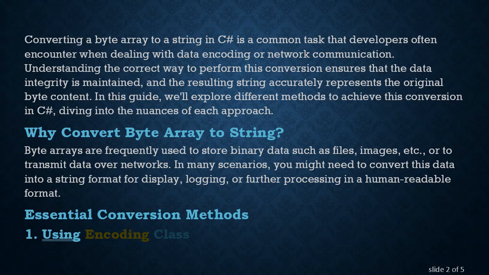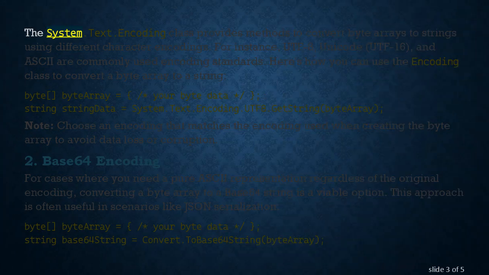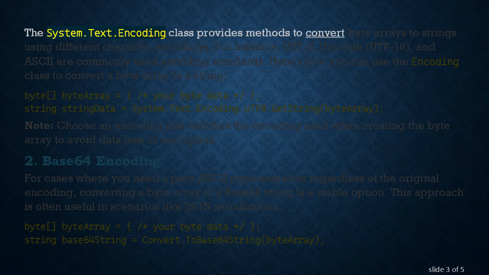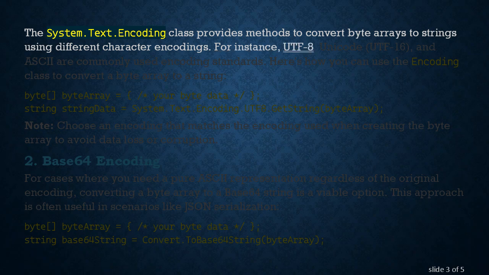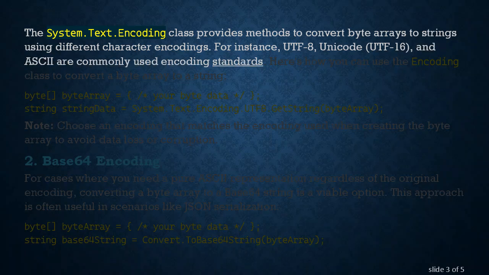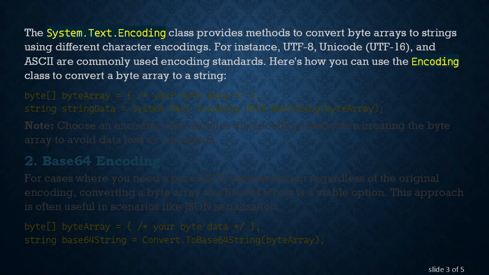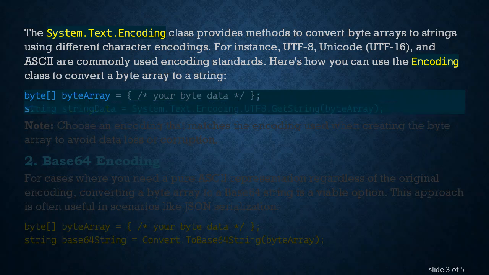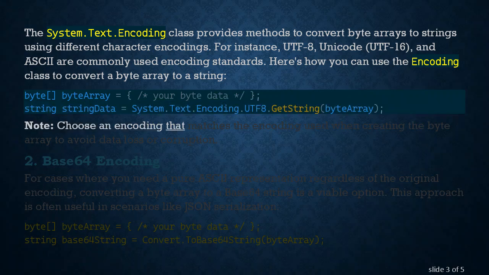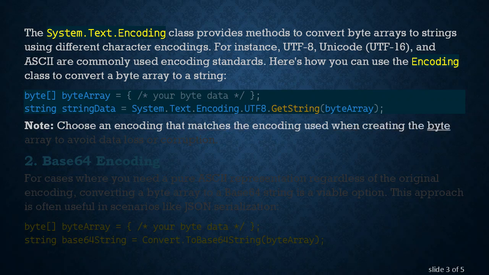Essential conversion methods. 1. Using the Encoding class. The System.Text.Encoding class provides methods to convert byte arrays to strings using different character encodings. For instance, UTF-8, Unicode, UTF-16, and ASCII are commonly used encoding standards. Here's how you can use the Encoding class to convert a byte array to a string. Note: choose an encoding that matches the encoding used when creating the byte array to avoid data loss or corruption.